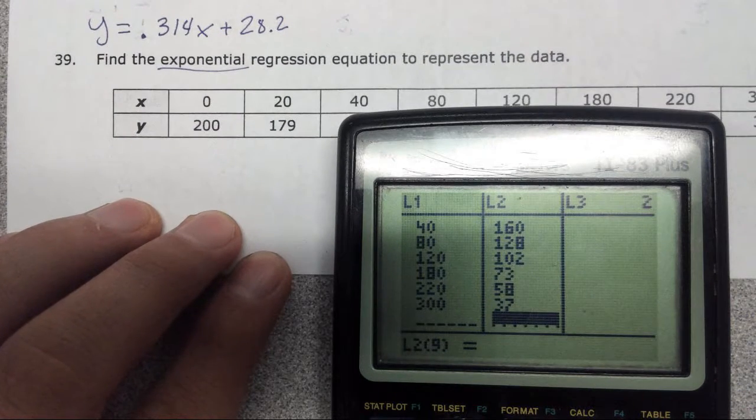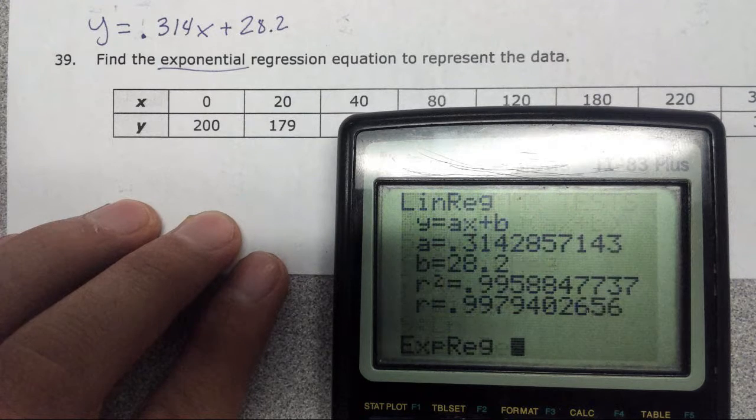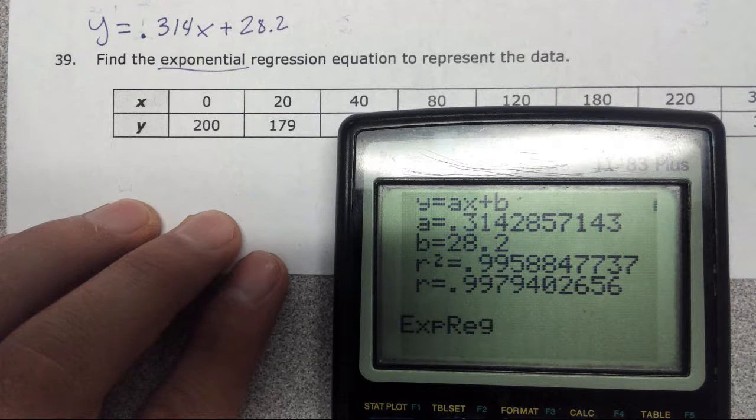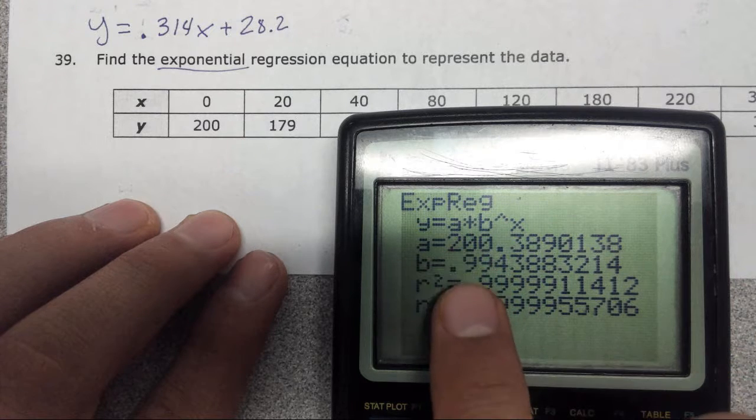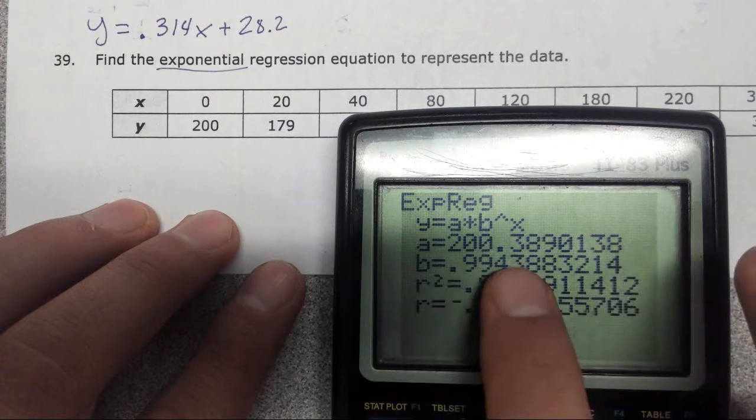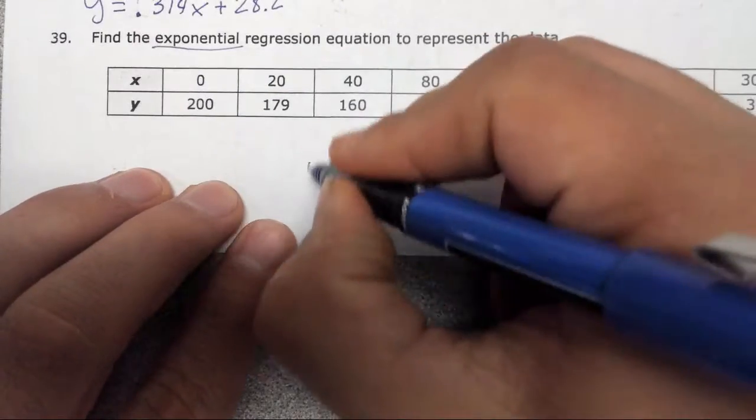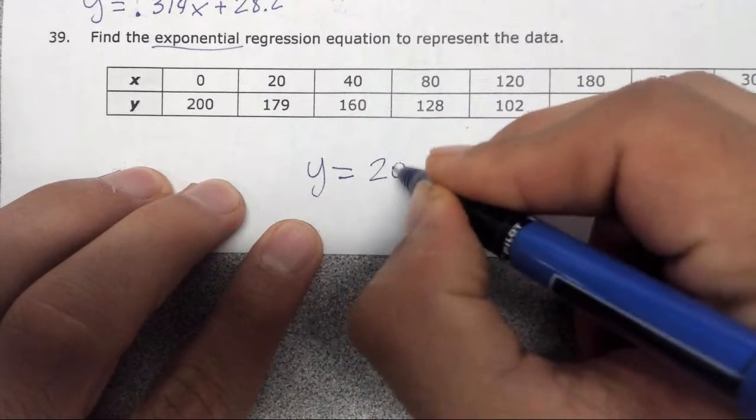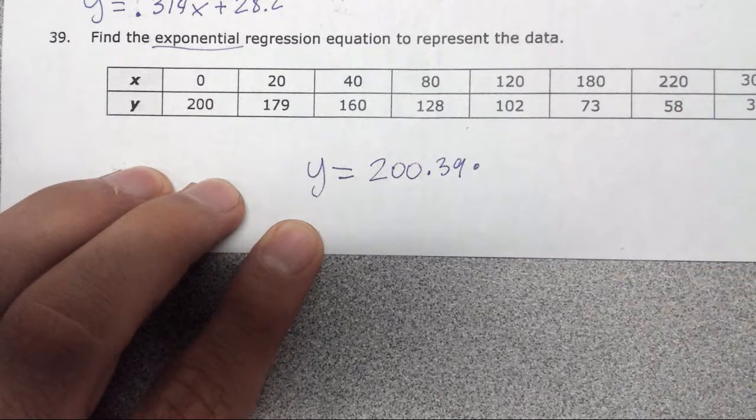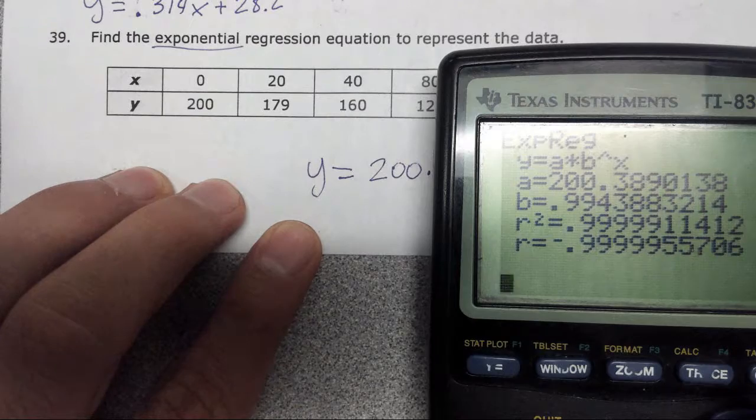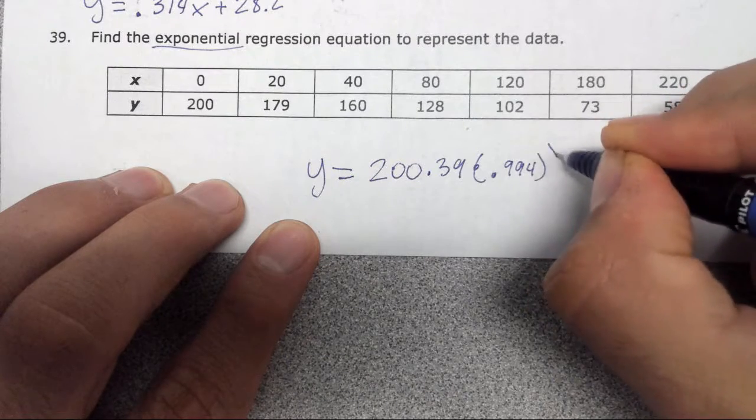Alright, now that my data is in there, I go stat, calc, and exponential regression is going to be the 0th option, or 10th option. And we find that it's going to be 200.39. Y equals 200.39 times my B, which is 0.994. So I'm going to put that in parentheses. 0.994 raised to the x.